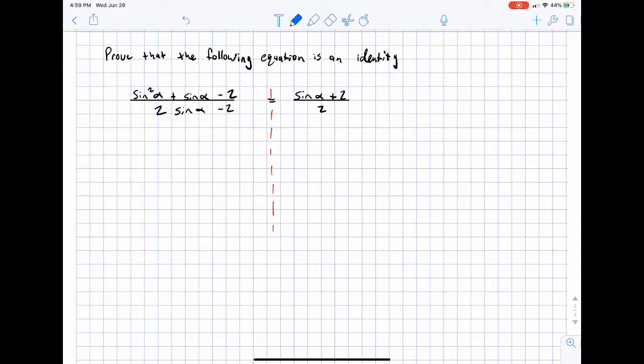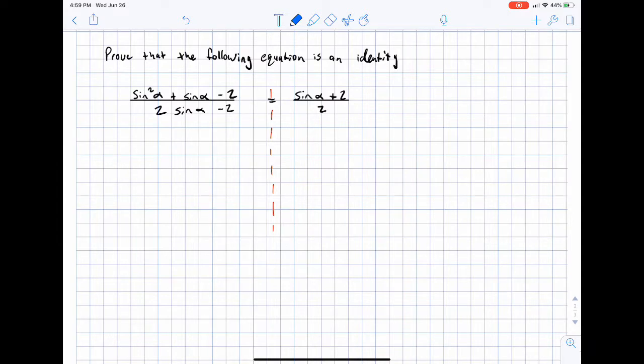In this example, we're trying to verify that (sine squared of alpha plus sine of alpha minus 2) over (2 sine of alpha minus 2) is equal to (the sine of alpha plus 2) over 2. So I'm going to choose the left-hand side of this equation to work with and see if I can simplify it.